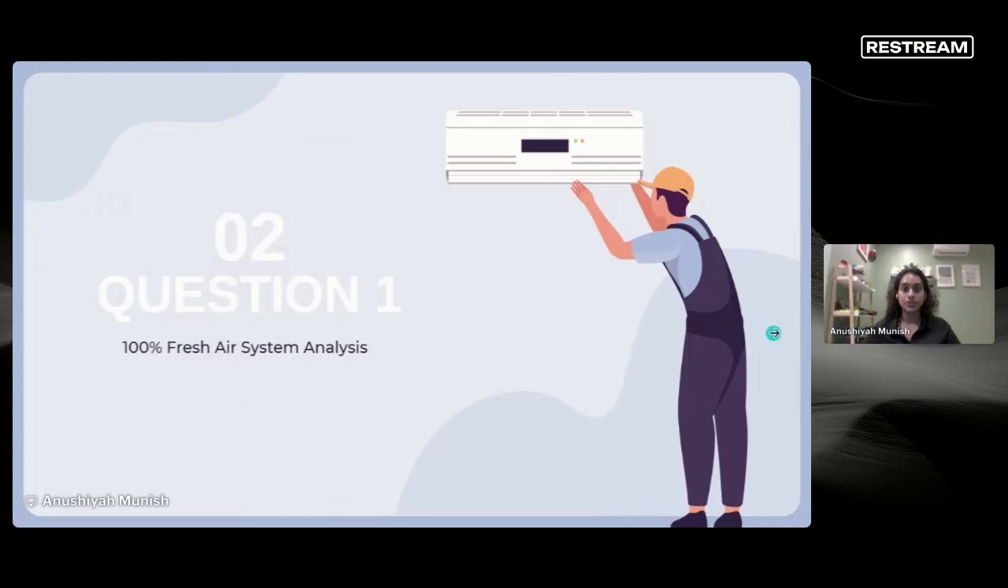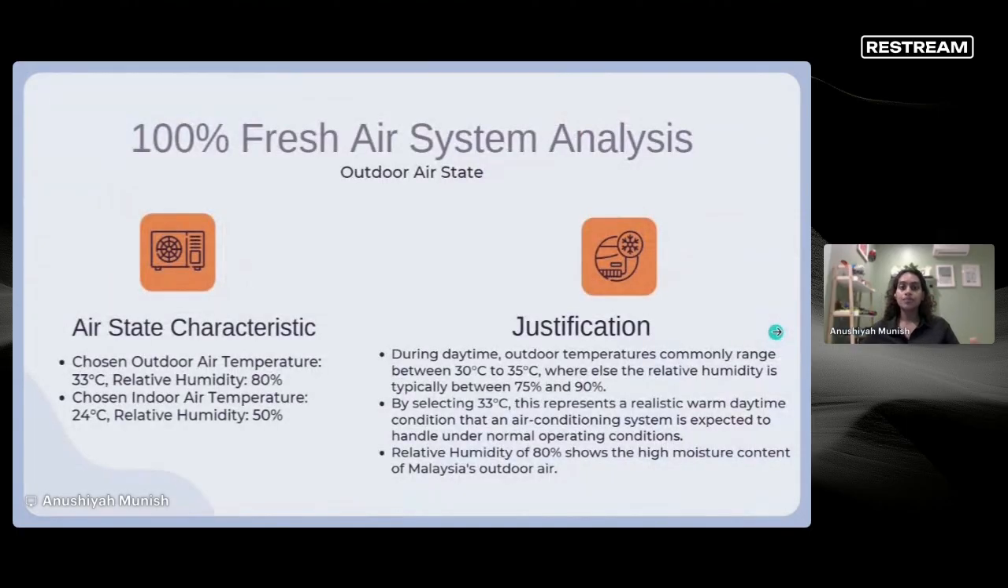Okay, let's look into the question. So we are using a 100% fresh air system analysis. The air state characteristic of the outdoor air I've chosen as 33 degrees Celsius and the relative humidity as 80%, whereas the ideal indoor air temperature is 24 degrees Celsius and the relative humidity is set as 50%. Why? Because during daytime, outdoor temperatures commonly range between 30 to 35 degrees Celsius in Malaysia, whereas the relative humidity is typically between 75 to 90%.